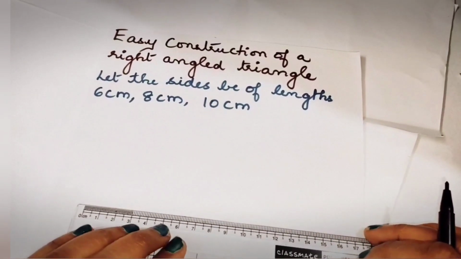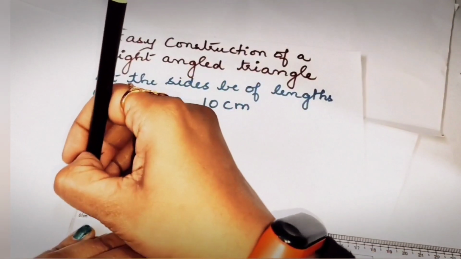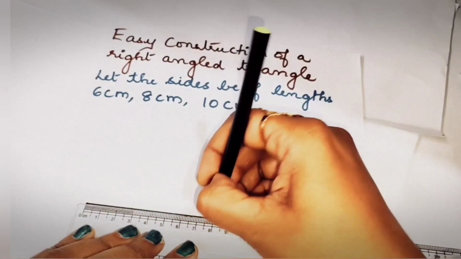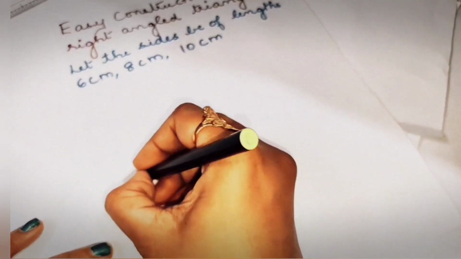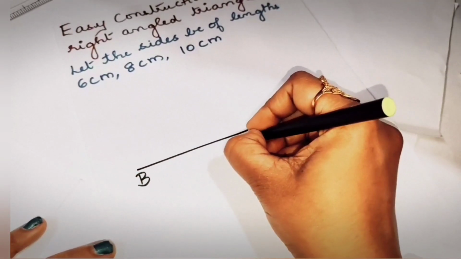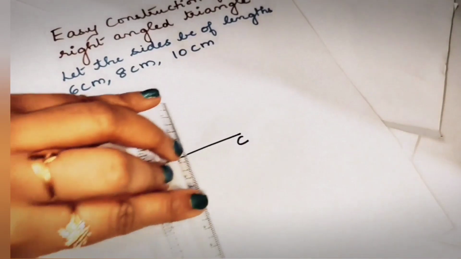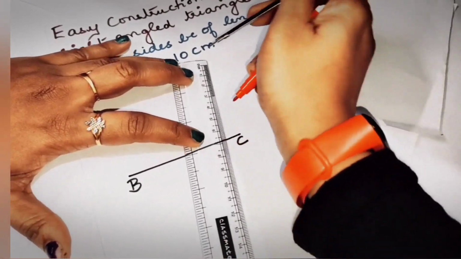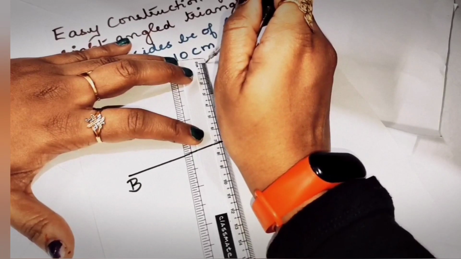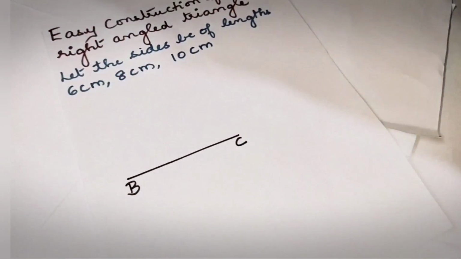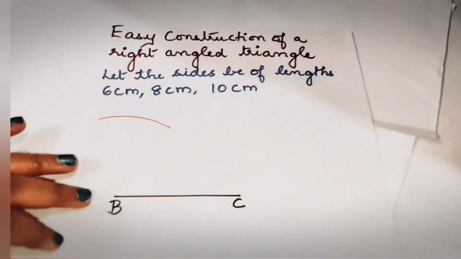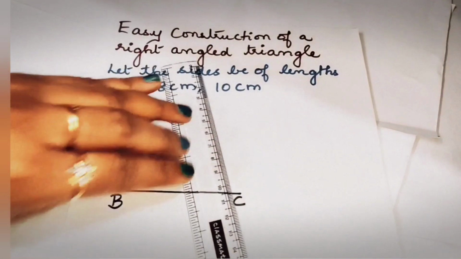We can start with any measurement. I have started with the measurement 8 centimeters. I draw a line segment of 8 centimeters and call it BC. Now we have to obtain the remaining measurements. So now take 6 centimeters on the compass. Center the compass at B and draw an arc. So we have finished with 8 centimeters and 6 centimeters.